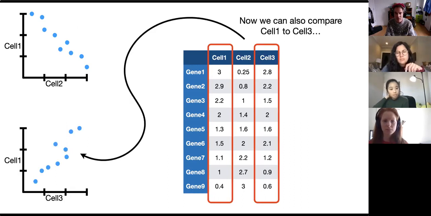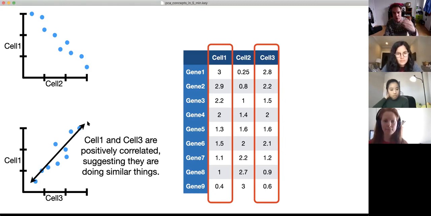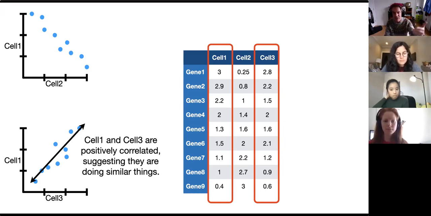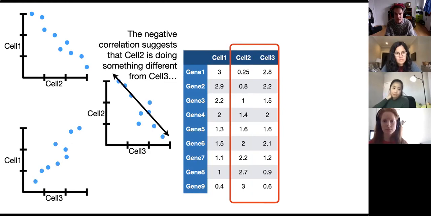Now we can compare cell 1 to cell 3. And we see that cell 1 and cell 3 are positively correlated, suggesting they are doing similar things. That means the same gene doing a little amount of work in cell 1 is also doing a little amount of work in cell 3. Meanwhile, out here in the upper right-hand corner, we've got a gene that's highly expressed in cell 1 and highly expressed in cell 3. So in both cells, the genes are kind of doing the same thing. Lastly, we can also compare cell 2 and cell 3. And the negative correlation suggests that cell 2 is doing something different from cell 3.